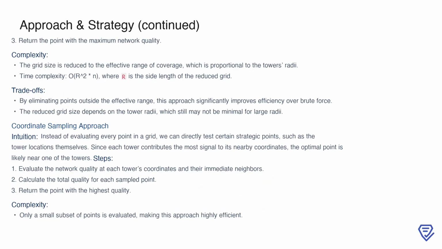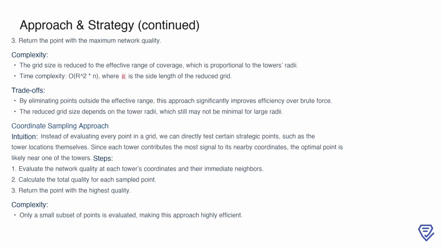In the optimized approach, we aim to avoid redundant calculations by limiting our search to a smaller region influenced by the towers. Instead of evaluating every point in the bounding box, we restrict our grid to the effective range of coverage, which is determined by the maximum radii of the towers. This ensures we only consider points where contributions from the towers are non-zero. Once the reduced grid is established, we calculate the total network quality for each point using the same logic as the brute force method. The point with the highest total quality is then returned.